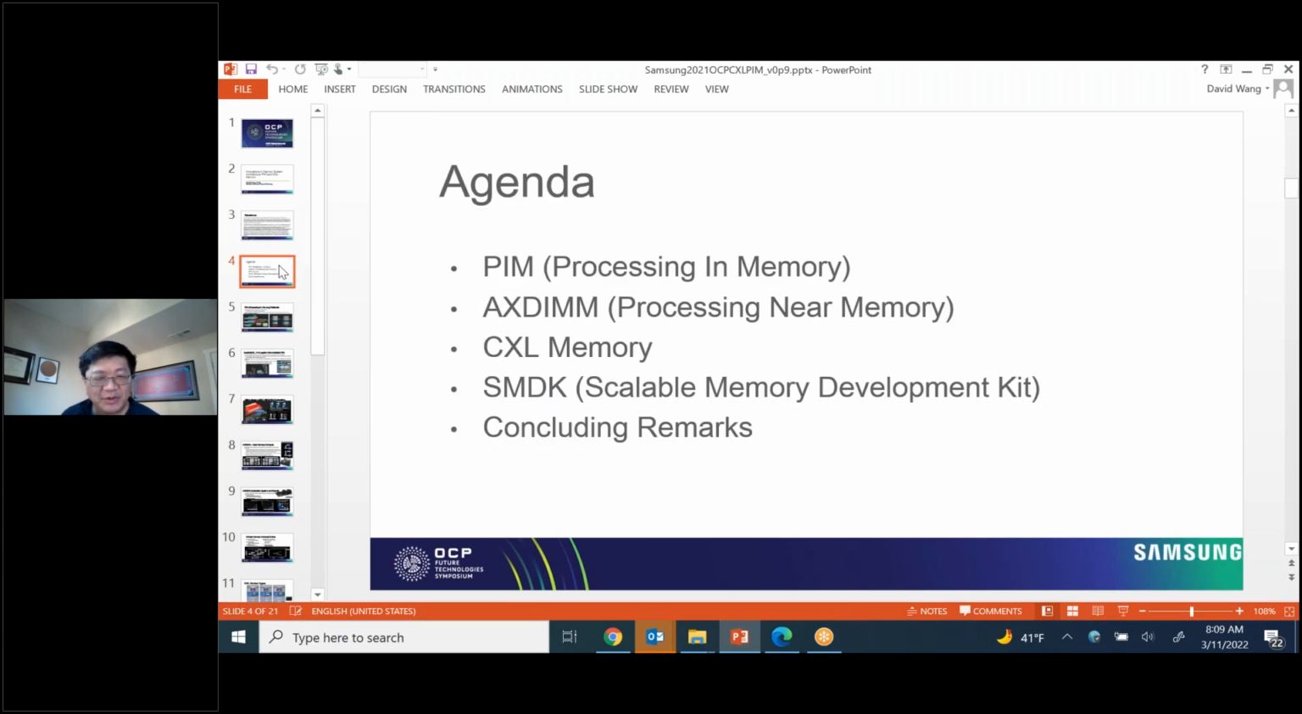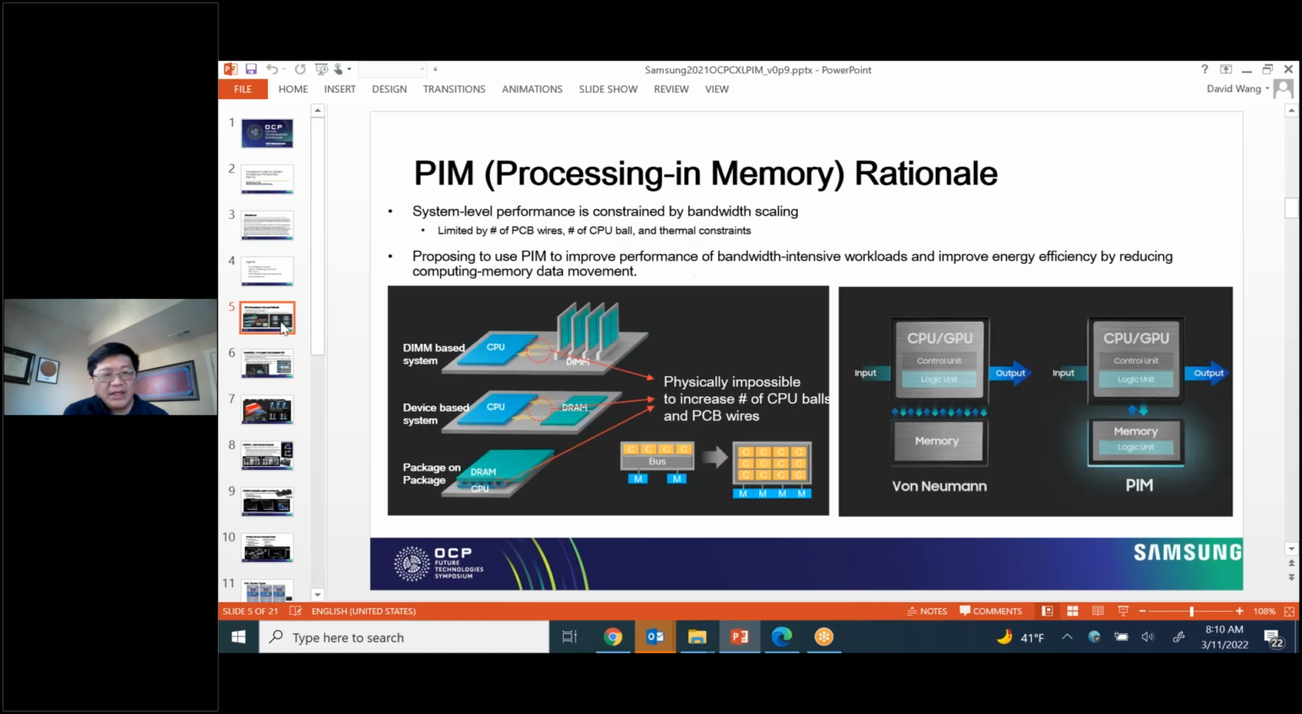So this was the flow, which I spoke a little bit about: processing in memory and processing near memory, and then CXL, and then some of the software structure that's needed, SMTK. Processing in memory is something that Samsung is working on, and the rationale being given here is that right now, a lot of the system level performance is constrained by access to memory.